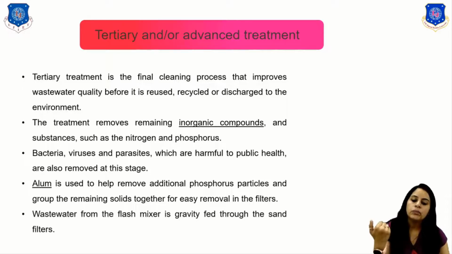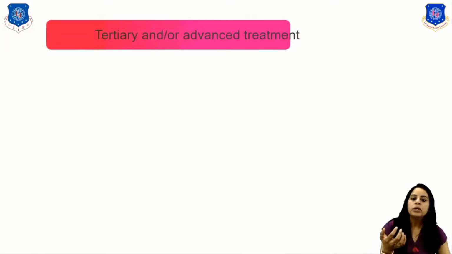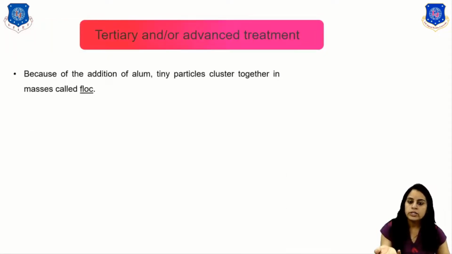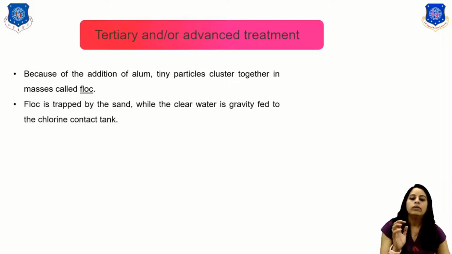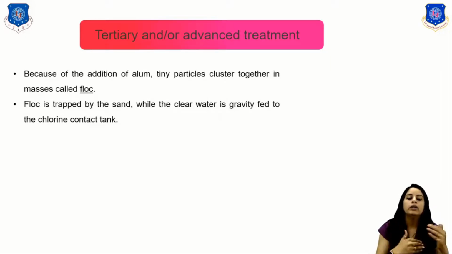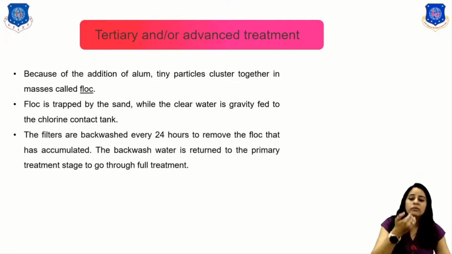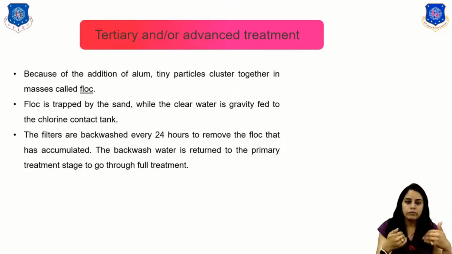And the wastewater from the flash mixer is gravity fed through the sand filters, right? But because of the addition of the alum, the teeny particles cluster together in masses. It is called a flock, and the flock is trapped by the sand while the clear water is gravity fed to the chlorine contact tank, right? So the filters are backwashed every 24 hours to remove the flock that has accumulated. Then the backwash water is returned to the primary treatment stage to go through the full treatment, right?